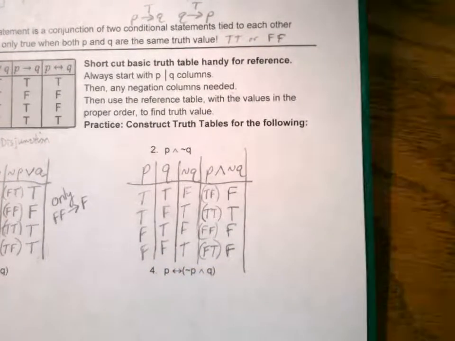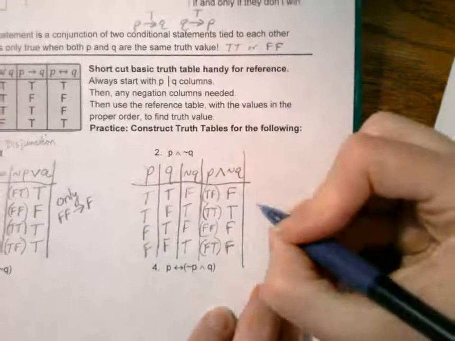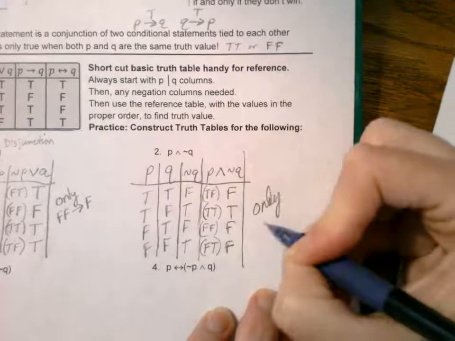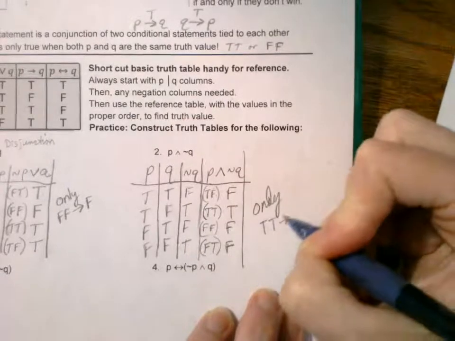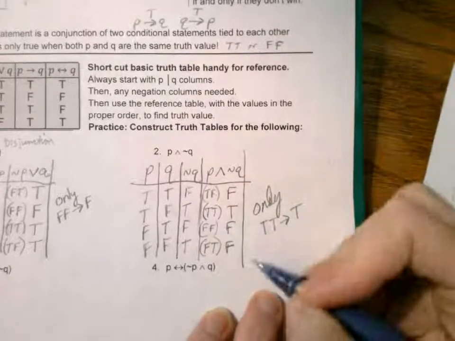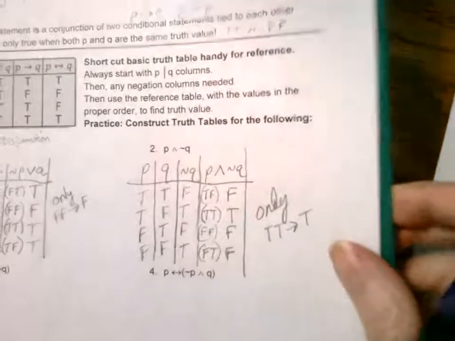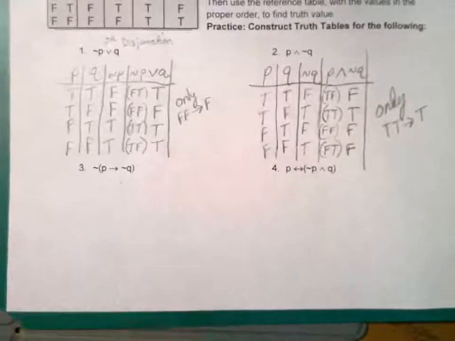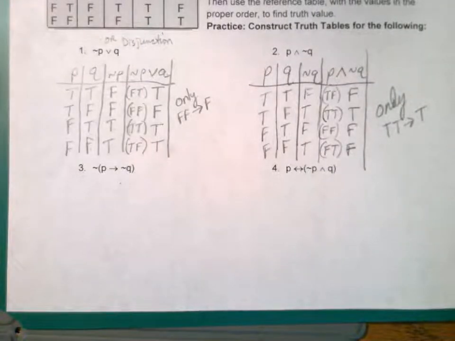Okay. The conjunctive, remember the rule, only a double T is a T. All the rest are Fs. So however you want to understand this. And then you can throw in some parentheses. Remember the arrows are conditional.